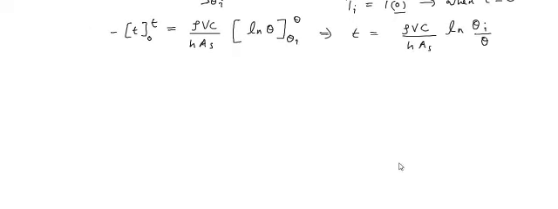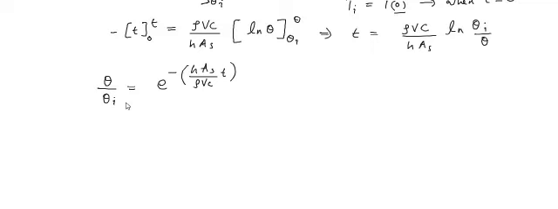If you go on with that, you get θi over θ, or θ over θi. Because there's a negative sign there, θ over θi will be equal to e raised to minus hAs over ρVc times t. So this is the equation for the temperature distribution, that is θ over θi equal to e raised to minus hAs over ρVc times t.